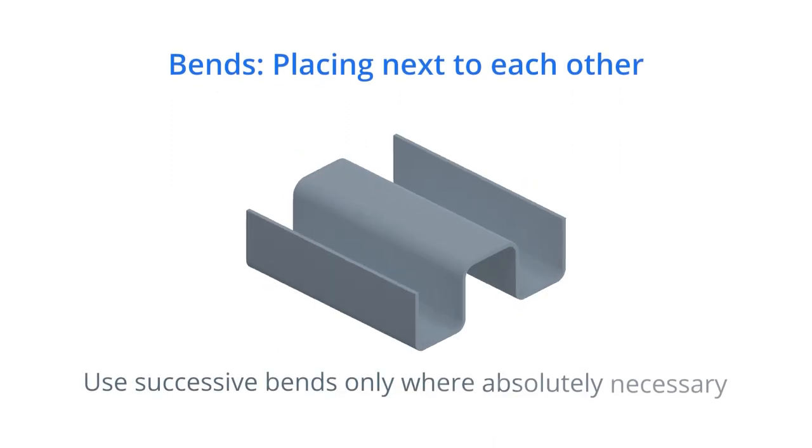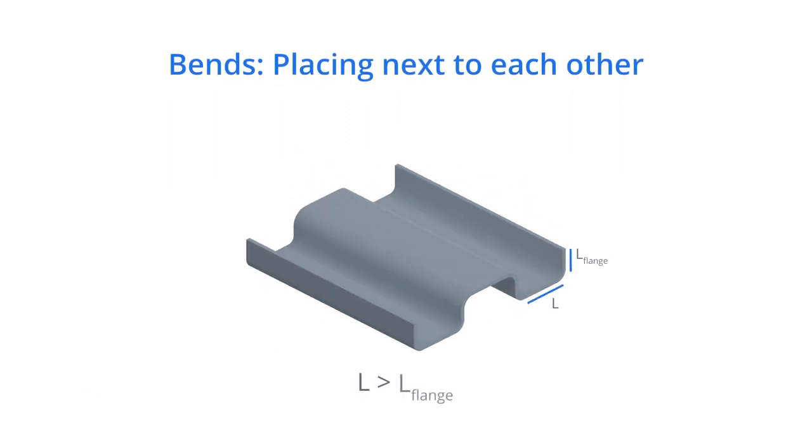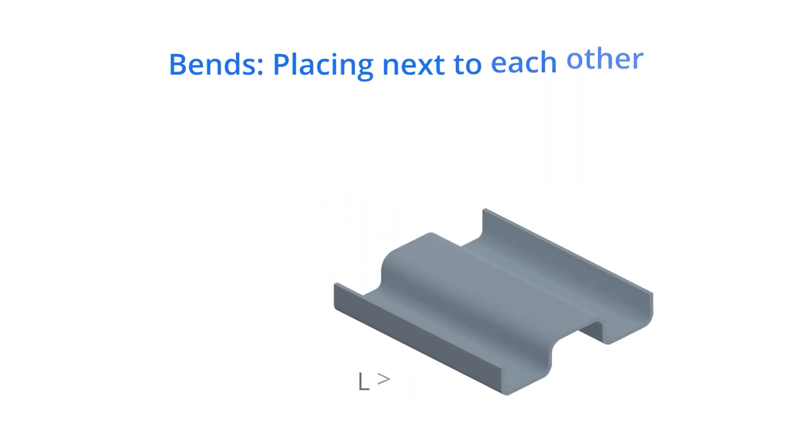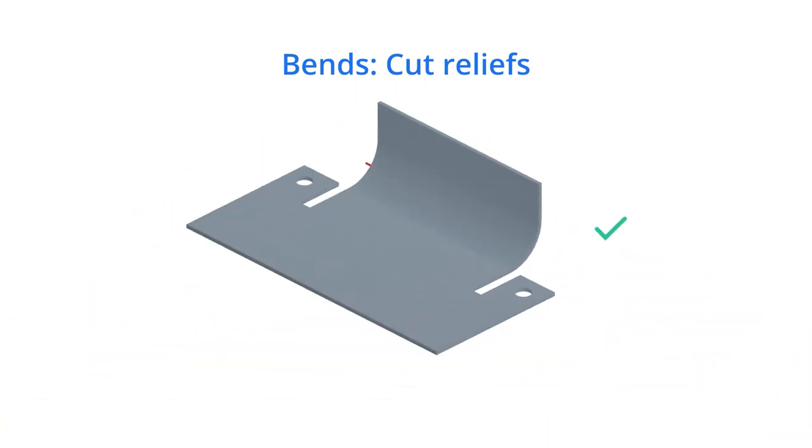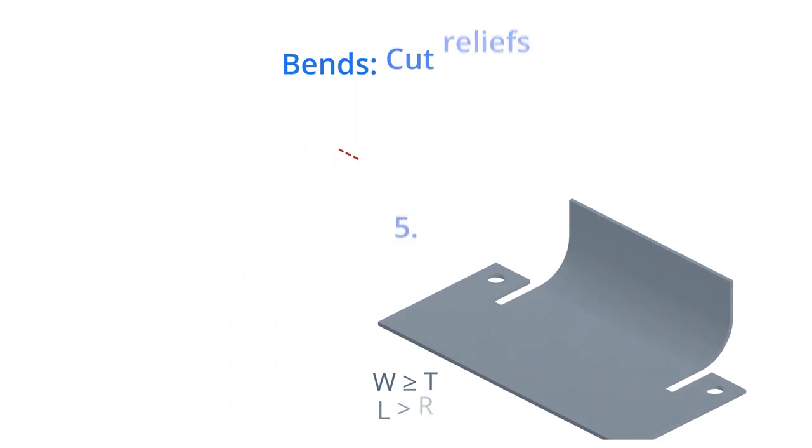A common problem for successive bends is the difficulty of fitting the bent parts on the die. However, when unavoidable, the intermediate part should be longer than the flanges. Bends, cut reliefs. When a bend is made close to an edge, the material may tear unless bend relief is given. The width of the relief cuts should at least be equal to the material thickness, and the length should be longer than the radius of the bend.